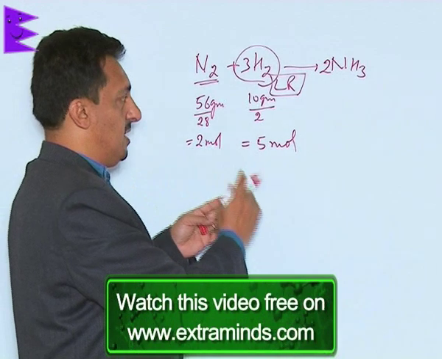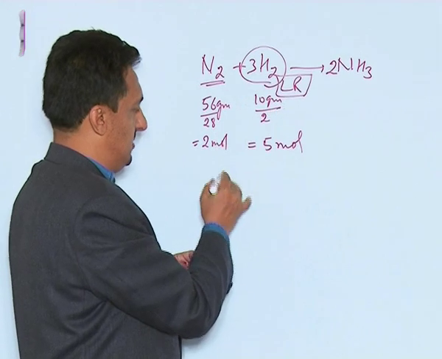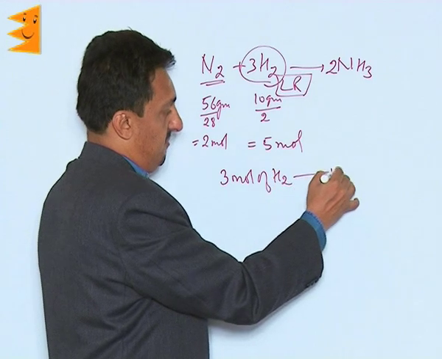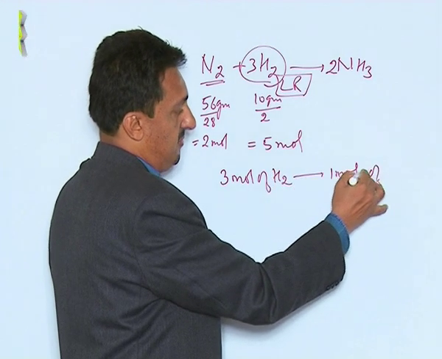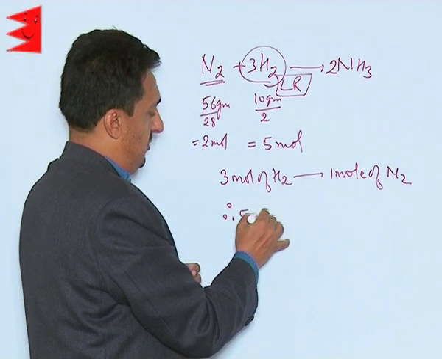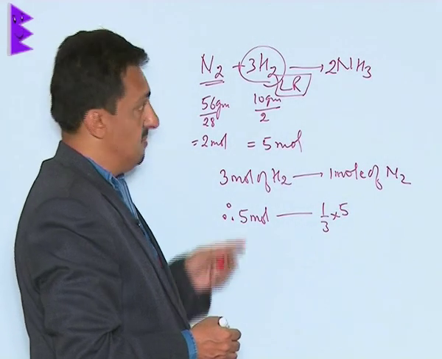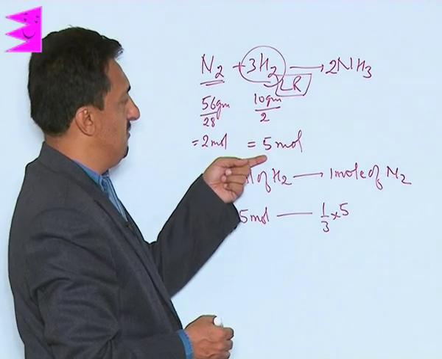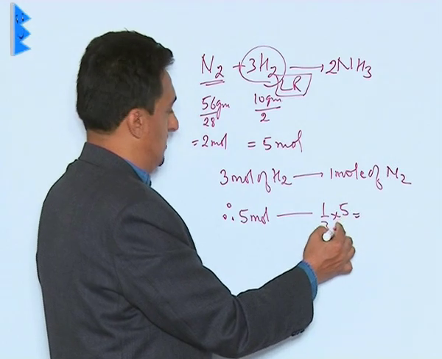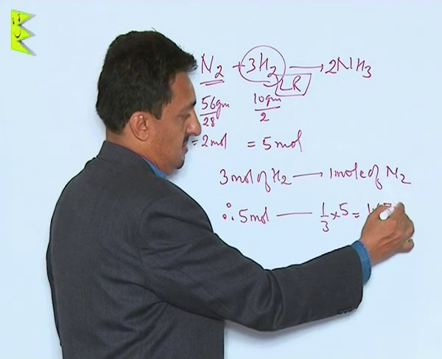See, in the unitary method, the substance whose amount is to be calculated is always kept on the right hand side. So we will use the same information here. We know 3 moles of hydrogen combines with 1 mole of nitrogen. Therefore, 5 moles will combine with 1 by 3 into 5, because we are given not 3 moles, we are given 5 moles. So you can find out it will come out to be approximately 1.67 moles.